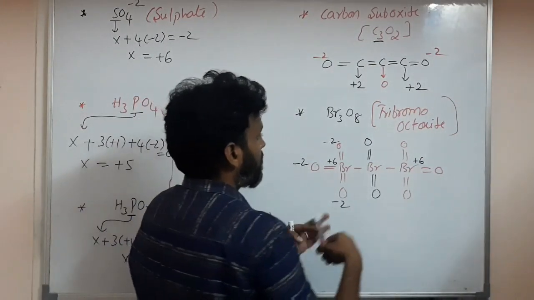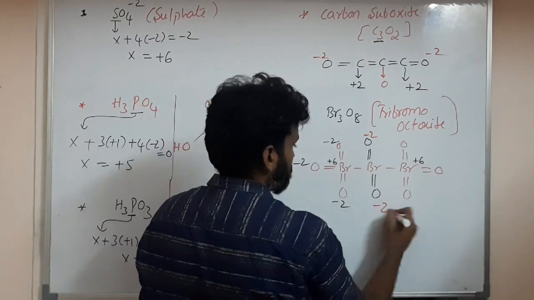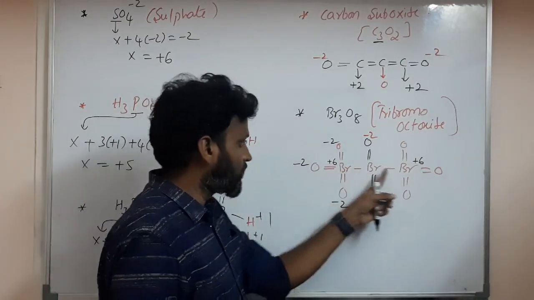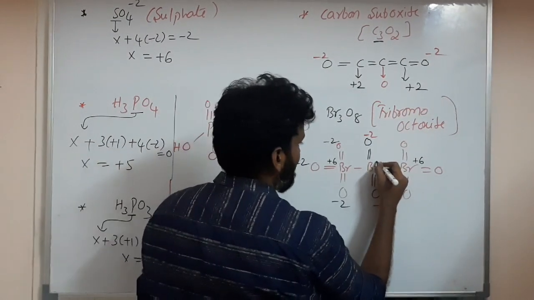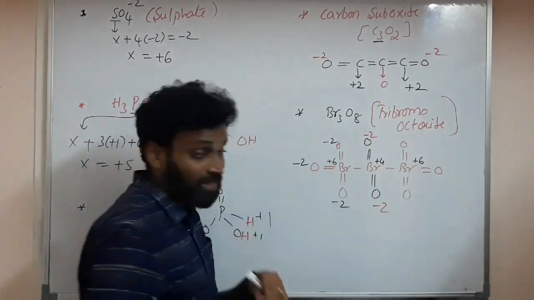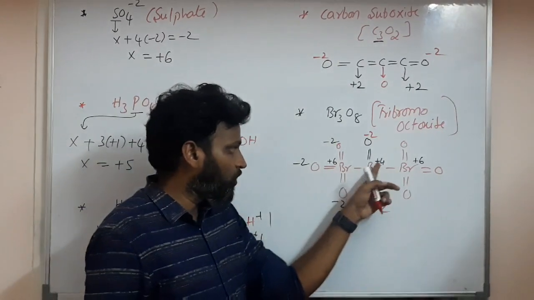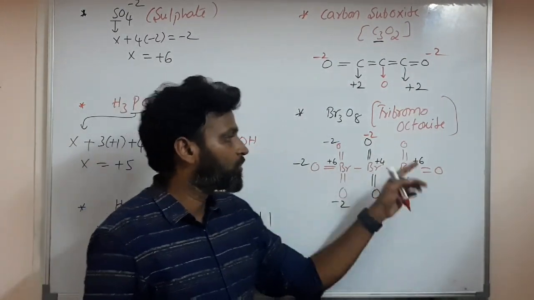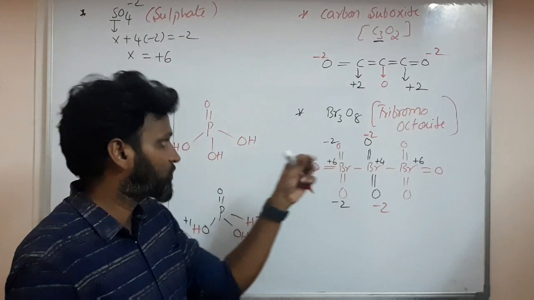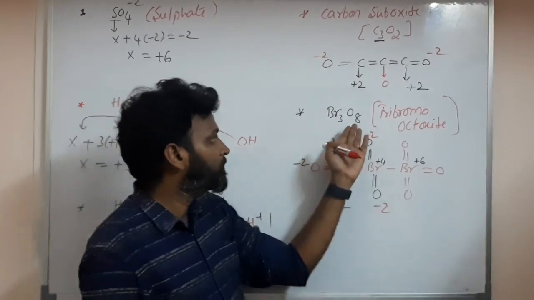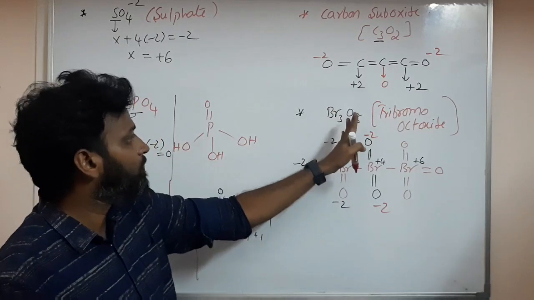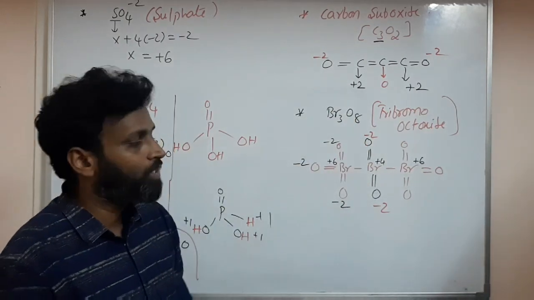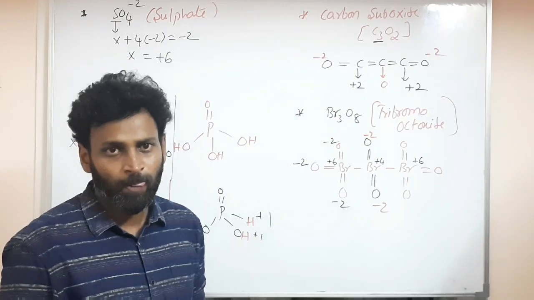But this one, this oxygen is -2, this oxygen is -2. Due to these bromines, no charge as I said already. So this bromine has +4. Remember this. The central bromine has +4. The terminal bromine has +6. They asked this question in previous years. Please remember all these things, very important. Carbon suboxide and Br3O8 like this.